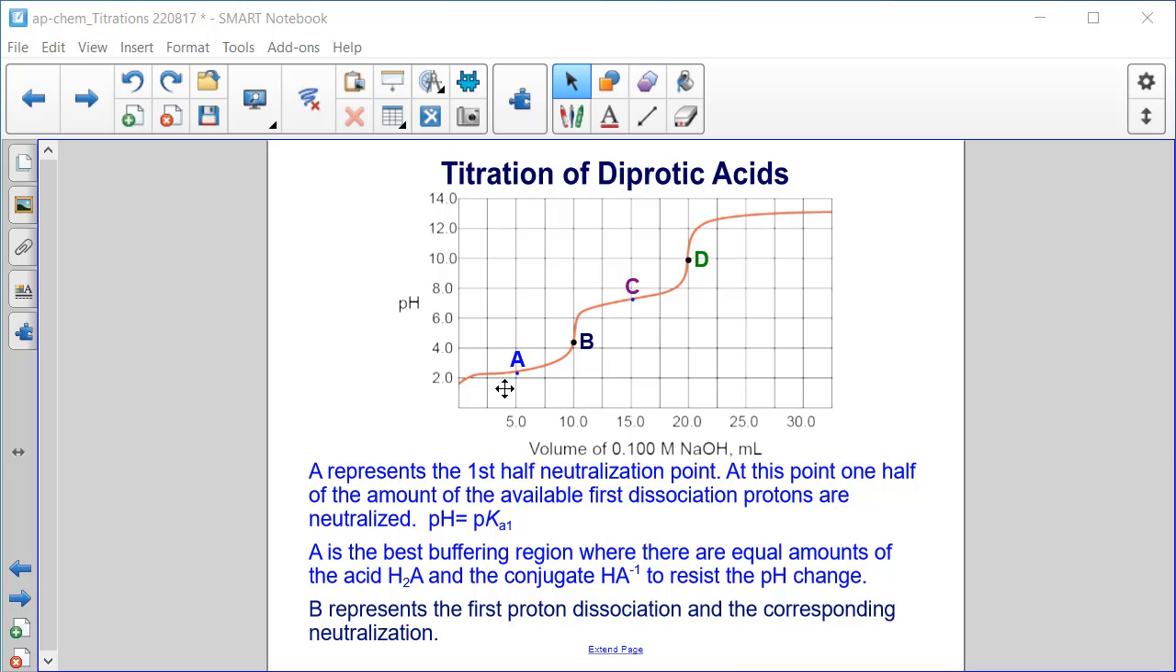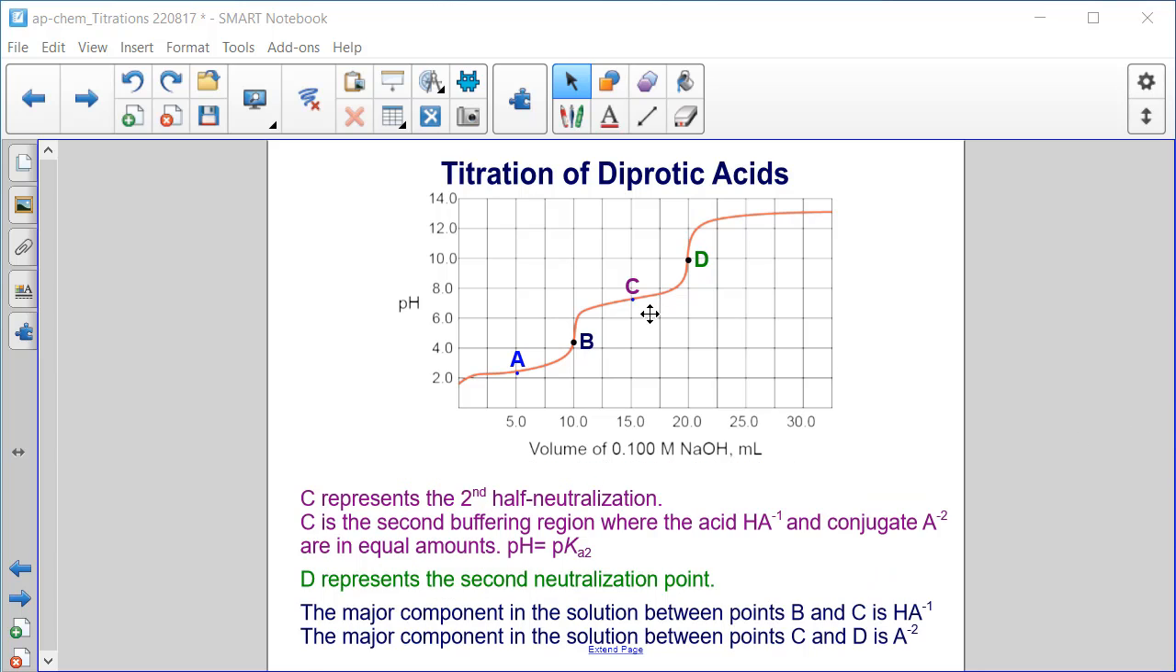All right, so in blue, let's zoom in. A represents the first half neutralization point. At this point, 1/2 of the amount of the available first dissociation protons are neutralized, and pH is equal to pKa1. A is the best buffering region where there are equal amounts of the acid H2A and the conjugate HA- to resist pH change. B represents the first proton dissociation and the corresponding neutralization.